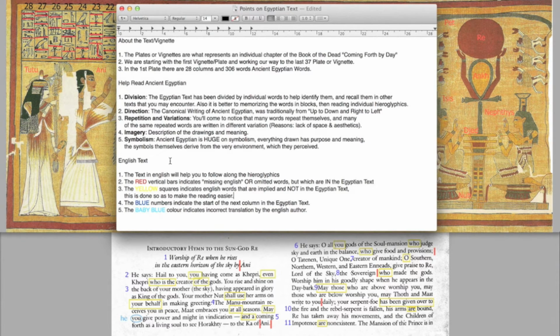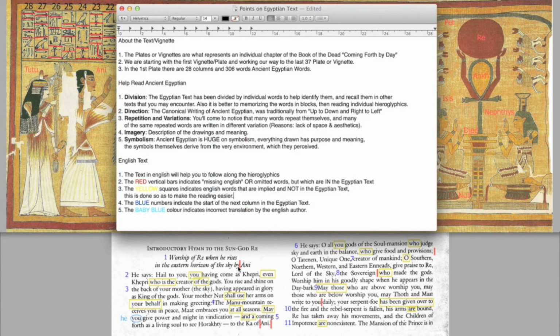The English text. The English text below will help you to follow along with the hieroglyphs. The red lines or bars indicate missing English or omitted words, but which are in the Egyptian text. The yellow squares indicate English words that are not in the ancient Egyptian text, but are simply implied. This is done so as to make the reading easier.